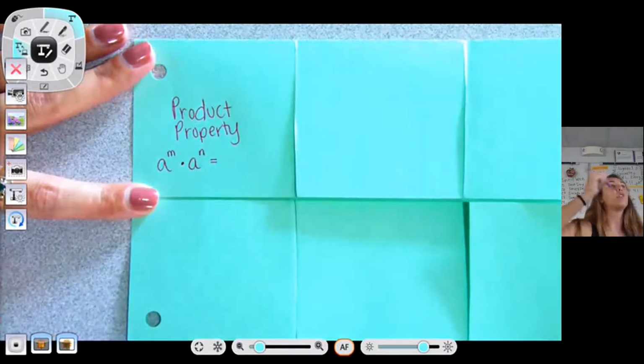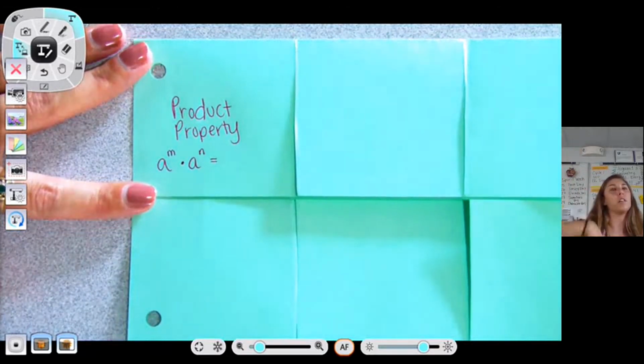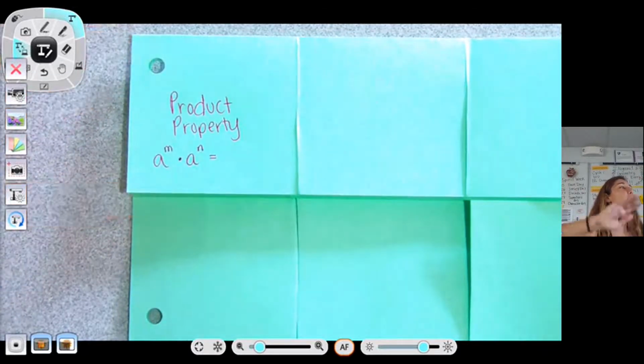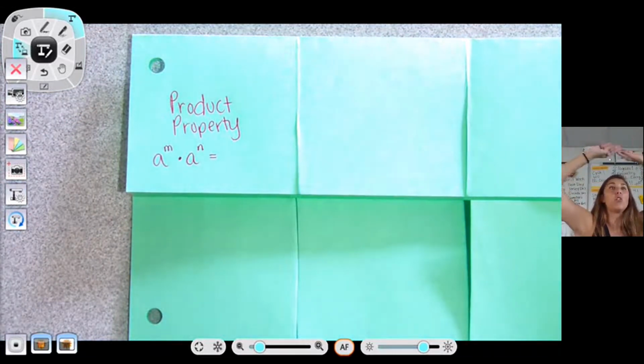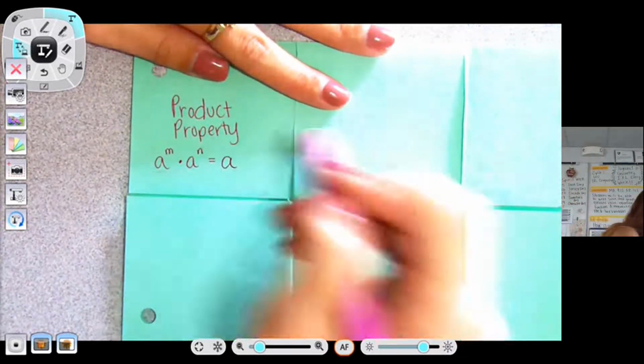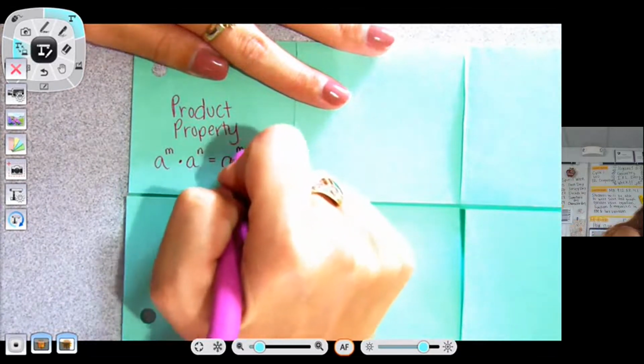Does anybody remember if you're multiplying what you actually do with your exponents? Because you're not multiplying them. You add them. In general, multiplication gets bigger. 2 times 3 is 6. It's getting larger. But instead of multiplying the exponents, you also have to make them get bigger, but not using the same property. So we're going to add them. So I would keep the base, which is a, and I'm going to do m plus n.